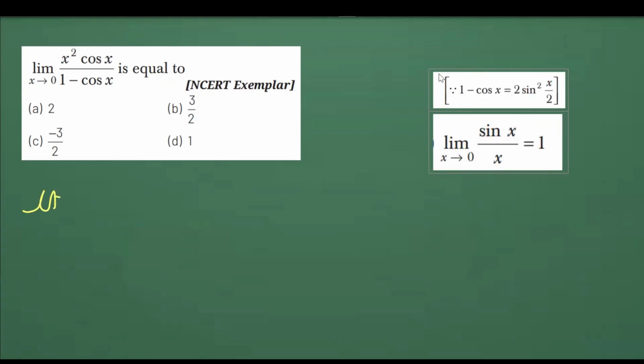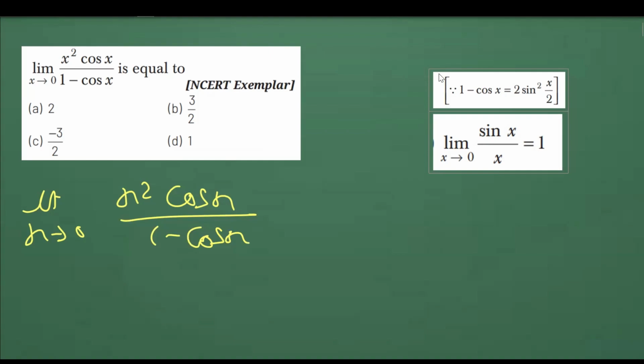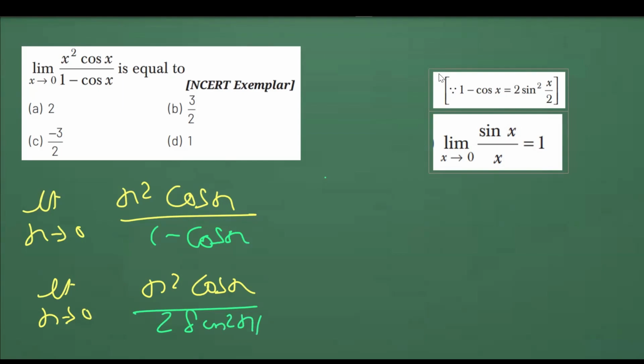So we'll write limit x tending to 0, this is x square cos x, divided by 1 minus cos x. So what I said here is to convert this 1 minus cos x as 2 sine square x by 2. So this is limit x tending to 0, this is x square cos x, and this 1 minus cos x is what? 2 sine square x by 2.